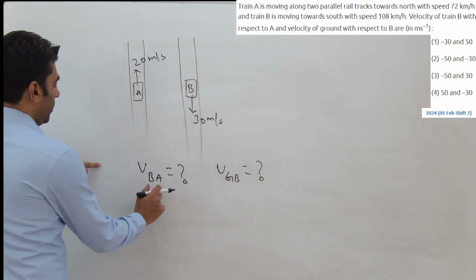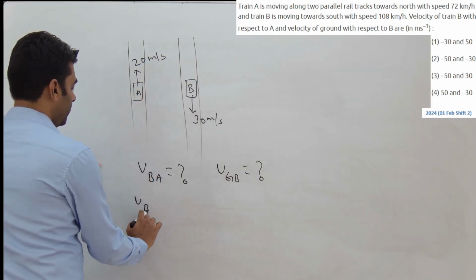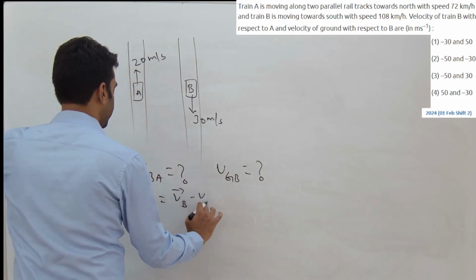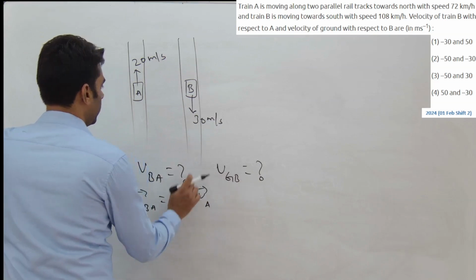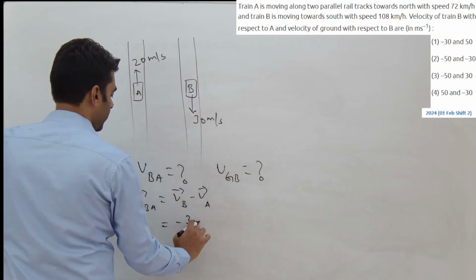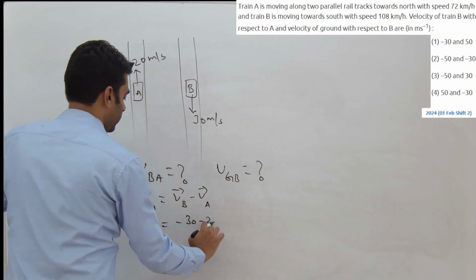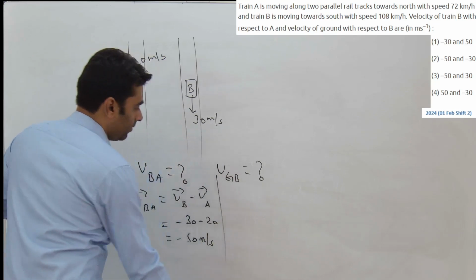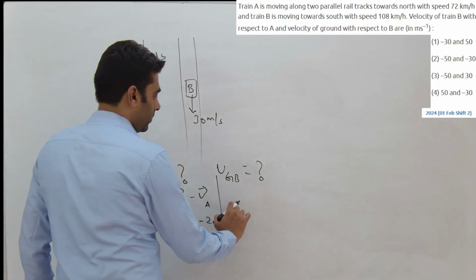Let's see. Relative motion, VBA is VB minus VA. VB, how much is it? Minus 30, and A is 20. So how much are we getting? Minus 50 meter per second. Well and good. VGB, that is velocity of ground with respect to B.